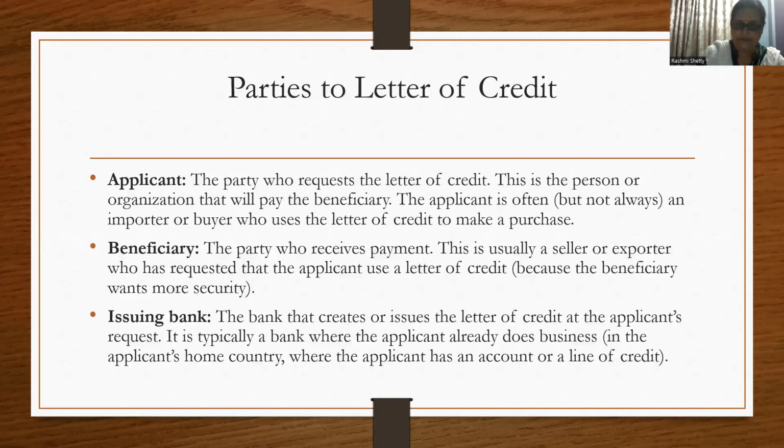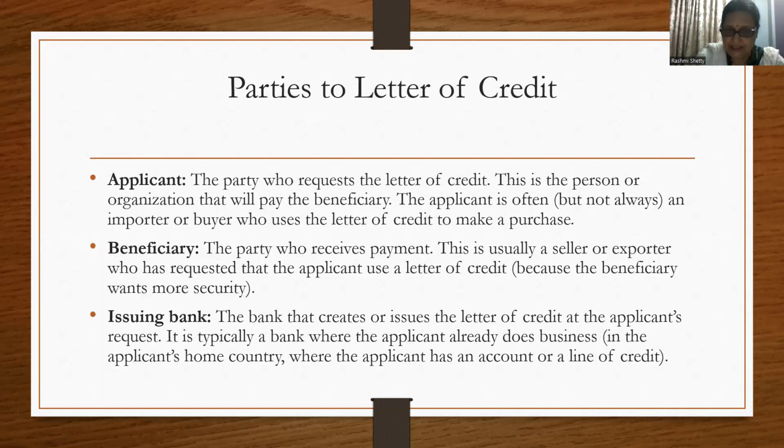So here, there are various parties to the letter of credit. First one is the applicant. The applicant is the one who actually requests the letter of credit. Here, the importer is the applicant. He will apply to his banker. Now, who is the beneficiary? The beneficiary is the one who gets the benefit of that bill. In this case, the exporter.